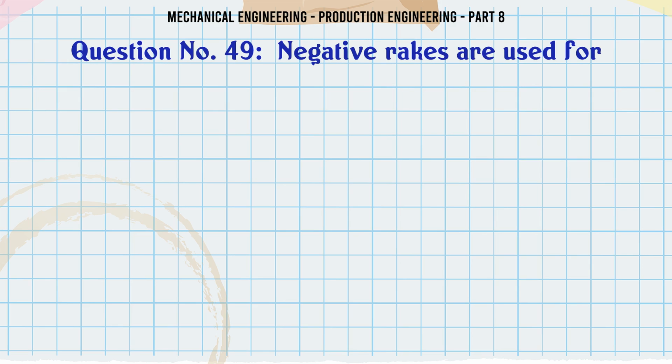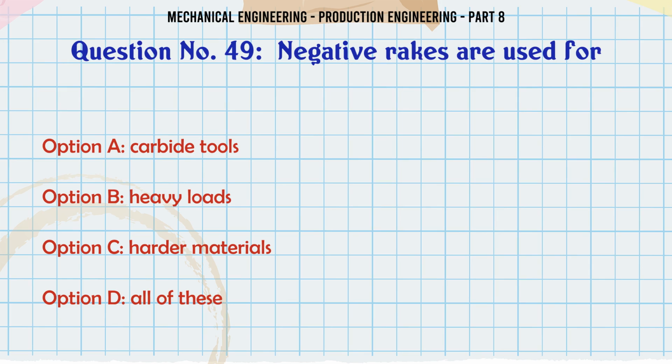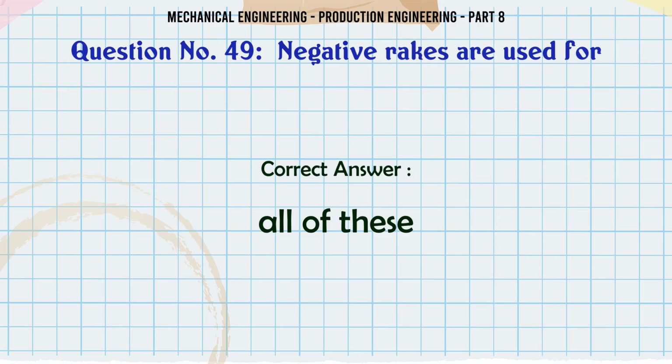Negative rakes are used for A. Carbide tools, B. Heavy loads. C. Harder materials. D. All of these. The correct answer is all of these.